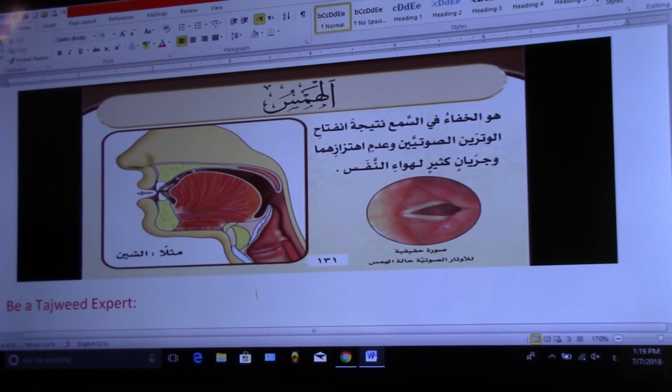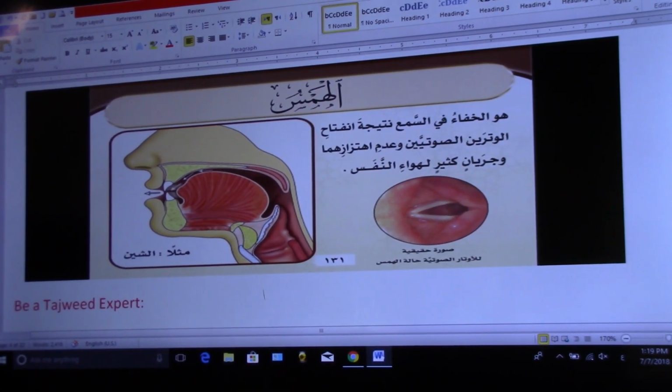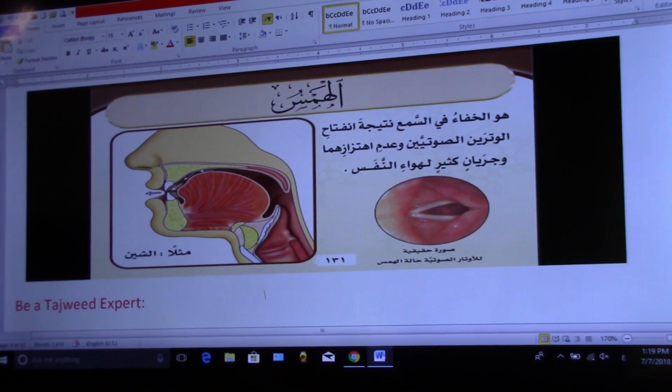وجريان كثير لهواء النفس. This is a real picture of the vocal cords. How are the vocal cords? Are they open or closed, ya Ibrahim? They're open, right? This will make what? A lot of breath flows, right? A lot of breath flows with the letter, and they will not shake, and they're not closed, right?